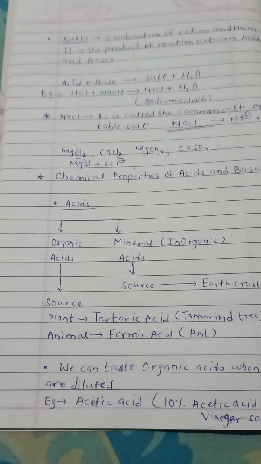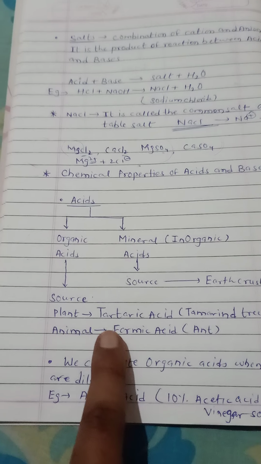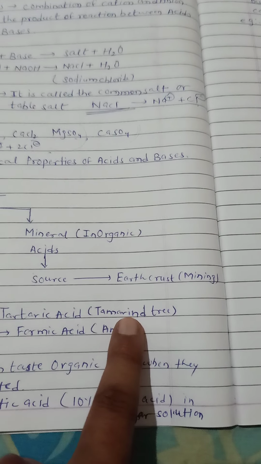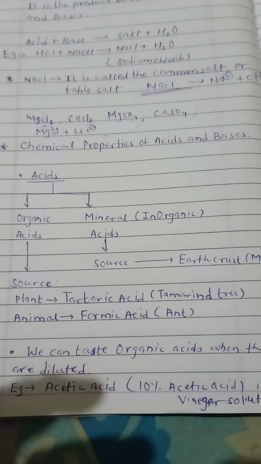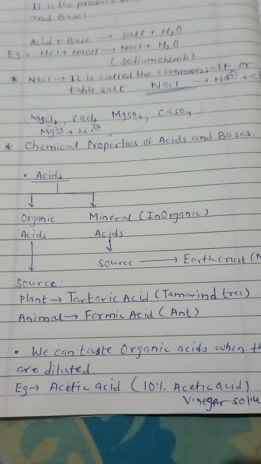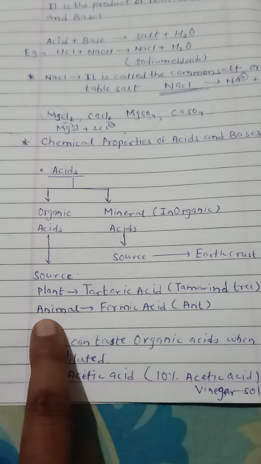We have numerous examples. I have taken only two, one for plant and one for animal. So tartaric acid, which we obtain from tamarind tree, citric acid, which we obtain from citrus fruit, जो खट्टे फ्रूट्स होते हैं, ठीक है, जैसे कि लेमन, ऑरेंजेस, उससे मिल जाएगा। एनिमल से क्या मिलेगा?